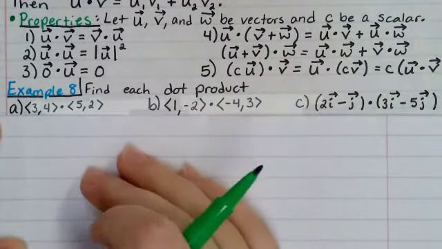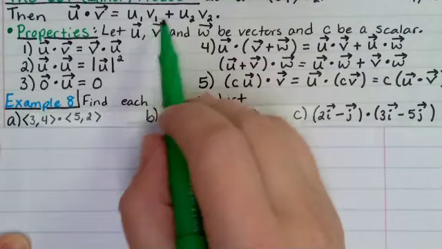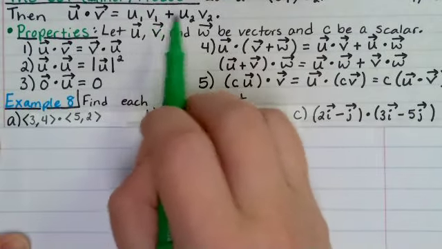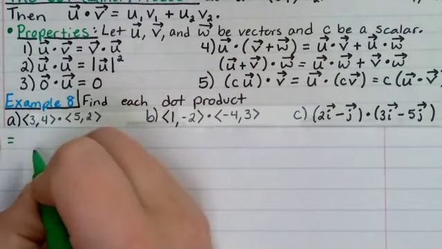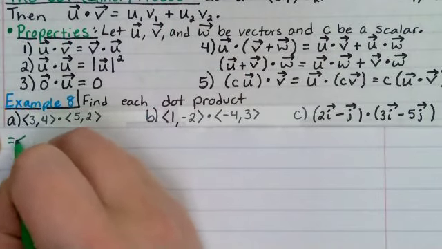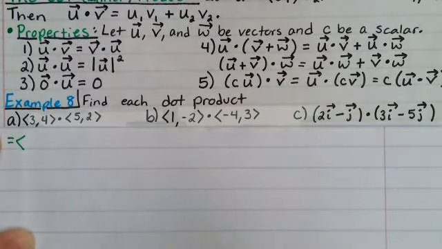All right, so example A, we are going to follow the property that you're seeing right here at the top of your screen for our dot product. So if I find that dot product, what I'm going to do is multiply the x coordinates, or not x coordinates, but the horizontal components.